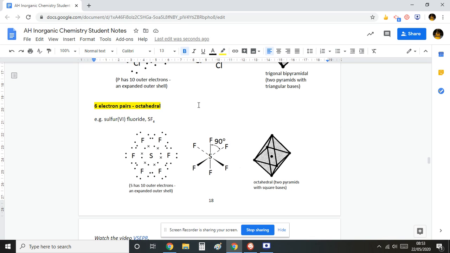The example for this one is sulfur hexafluoride. Sulfur's got 6 outer electrons. You've got 6 fluorines joined to it, so it gives you a total of 12 electrons divided by 2 to give you 6 electron pairs. So an octahedral arrangement.